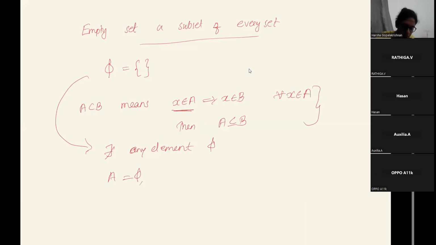This is trivially true for A equal to phi. For empty set, if we have an element in the set, then only we need to check whether that belongs to the bigger collection, bigger set. So here in the case A equal to phi, there exists no element in A. So obviously A is a subset of B for all B. Okay.